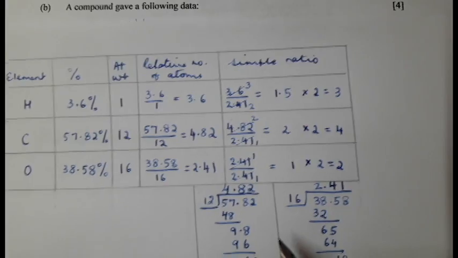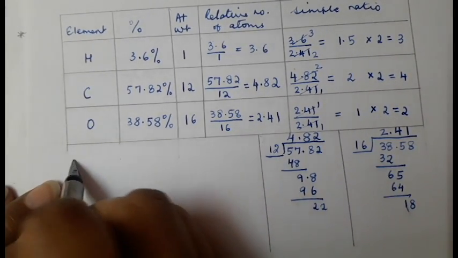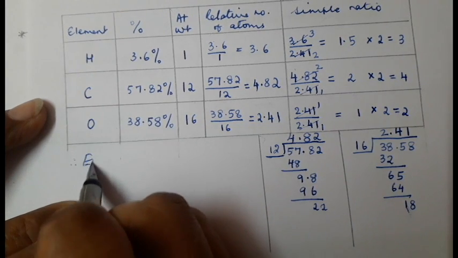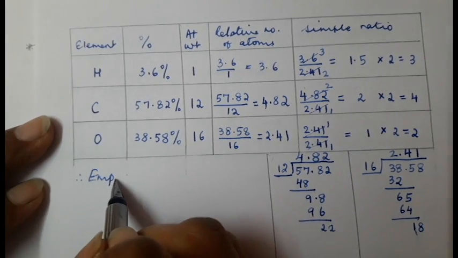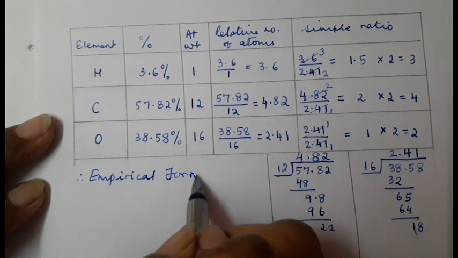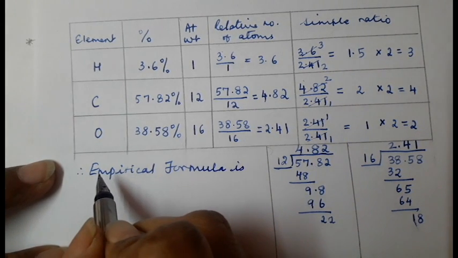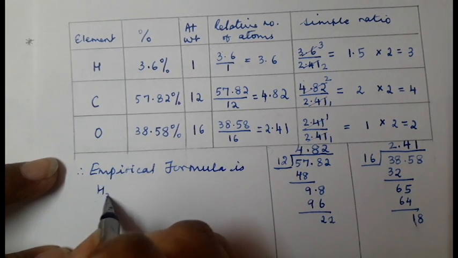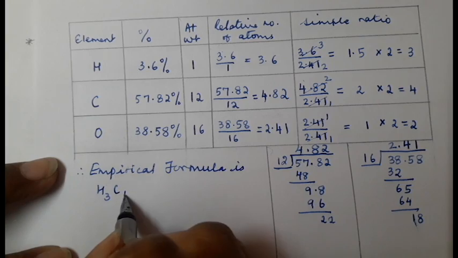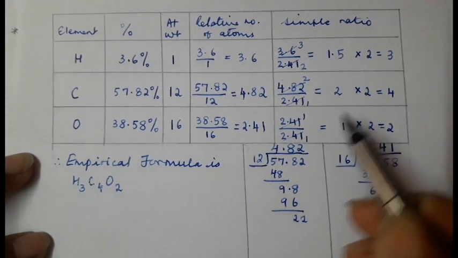That will lead us to the empirical formula. So we will have, therefore, the empirical formula is H3C4O2 according to this.